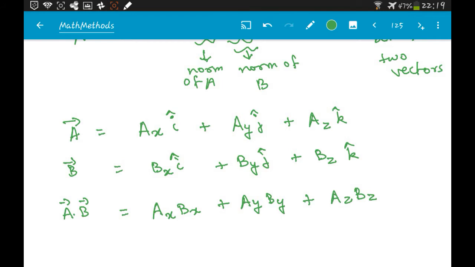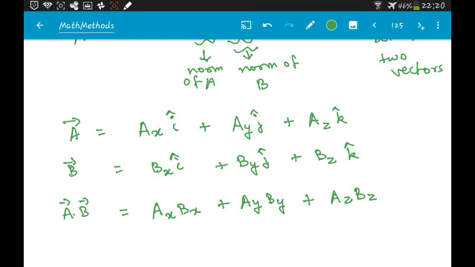This is because when you take the cos of the angle between k and k, the angle between k and k is 0, because it's the same vector. So when you take cos 0, you're going to get 1. That's how you are going to get this as the answer.